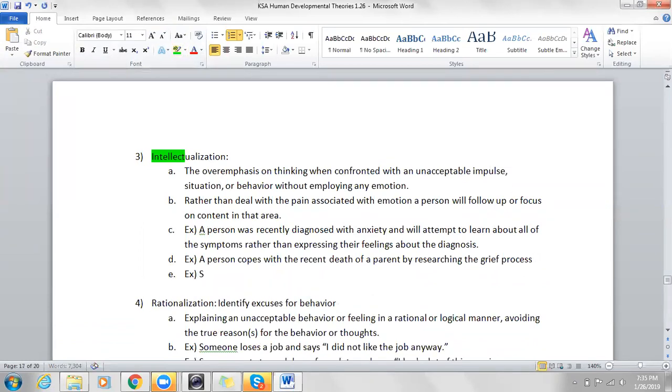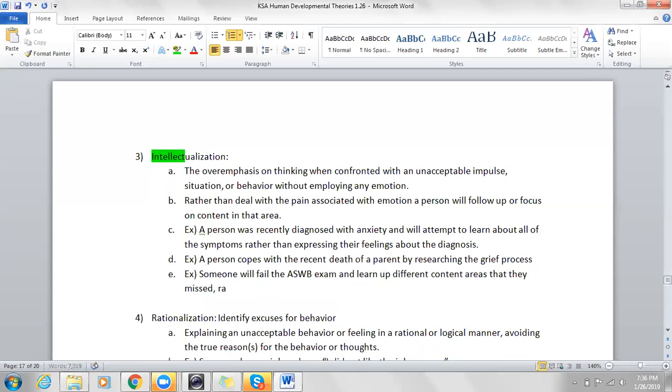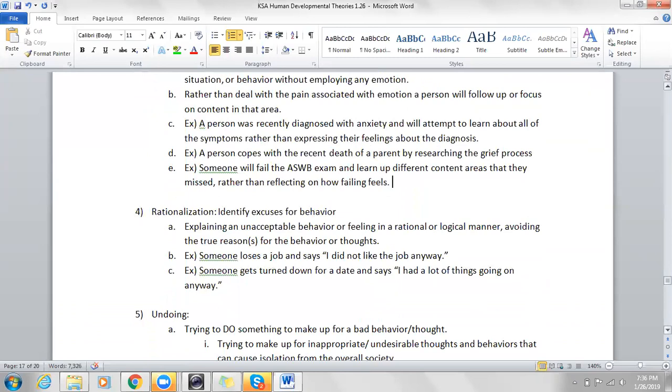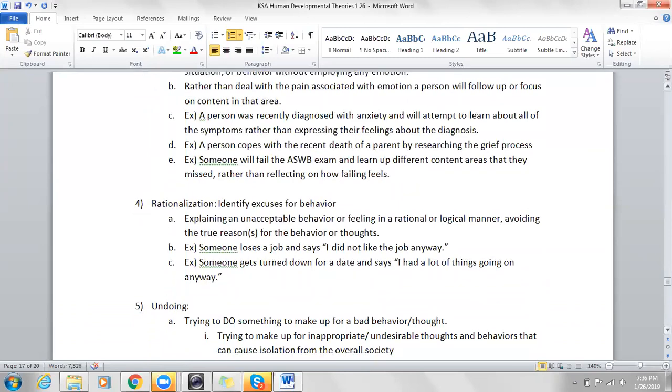Or third example, someone will fail the ASWB exam and look up different content areas that they missed rather than reflecting on how failing feels. We see it all the time. People will fail and they'll just reach out and buy as much materials as they possibly can. They try to intellectualize their loss rather than tapping into the experience.